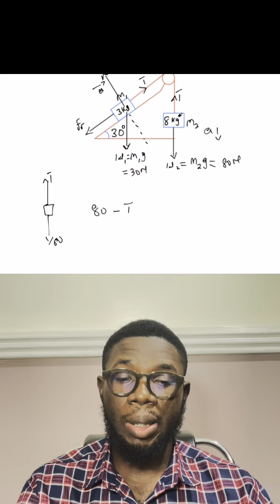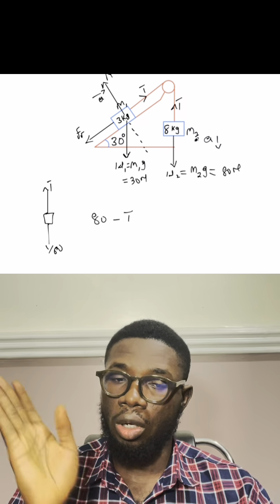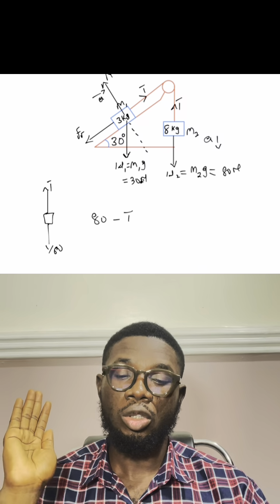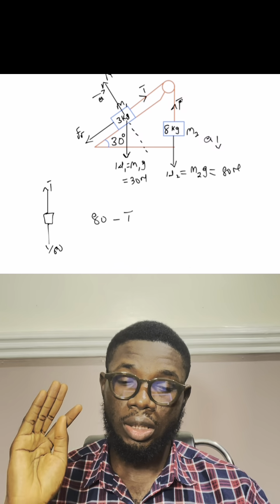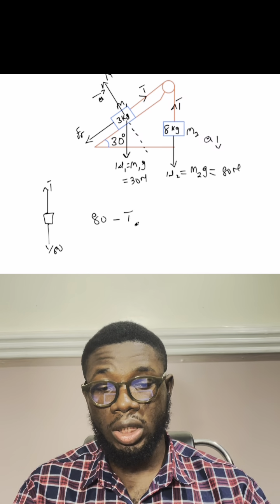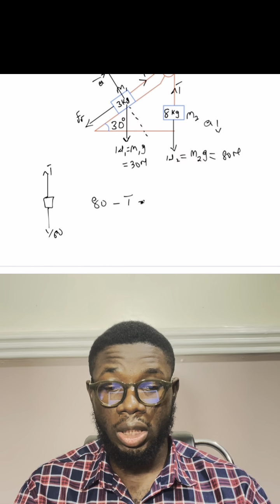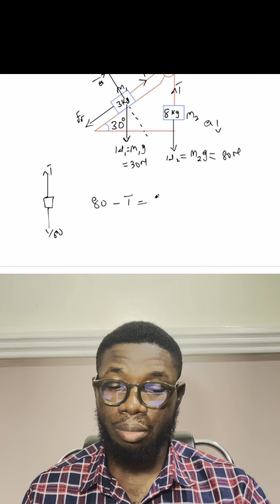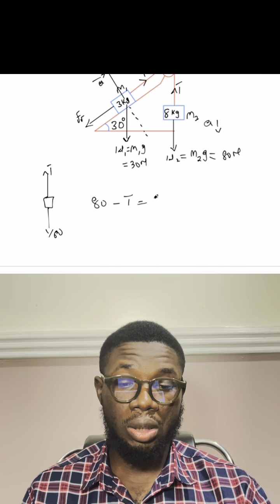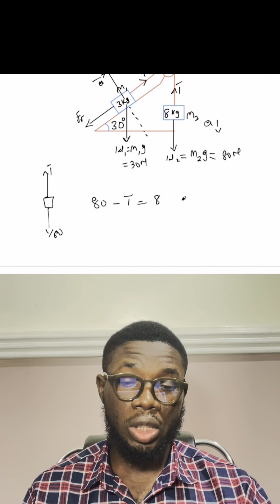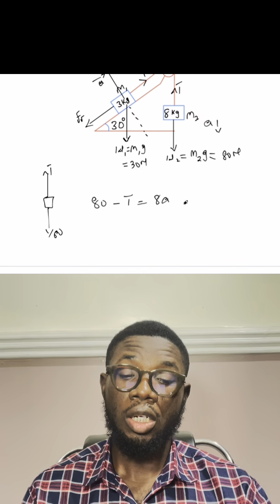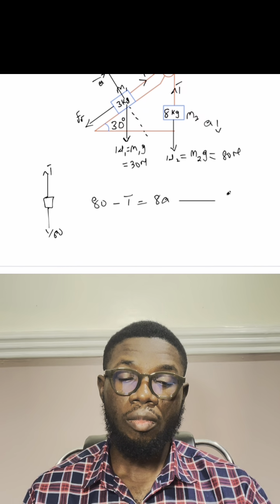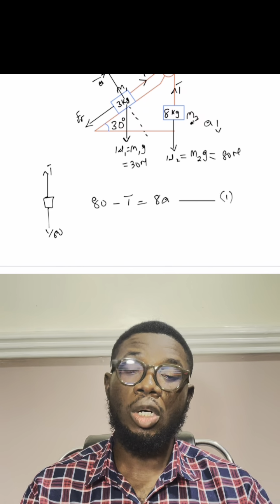Now, in this system on the right for the 8 kg, there is no other force acting on this system. So only 80 and then tension. So therefore, this 80 minus T would then be equal to, now this is Newton's second law of motion: net force equals mass times acceleration. What is the mass? Mass is 8. And what is the acceleration? Acceleration is A. So you can call this one your equation 1. So I'm done with that part.